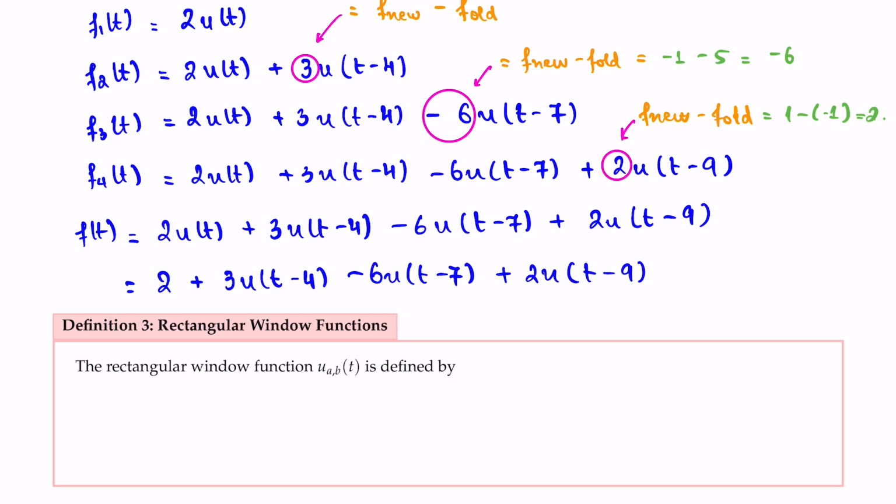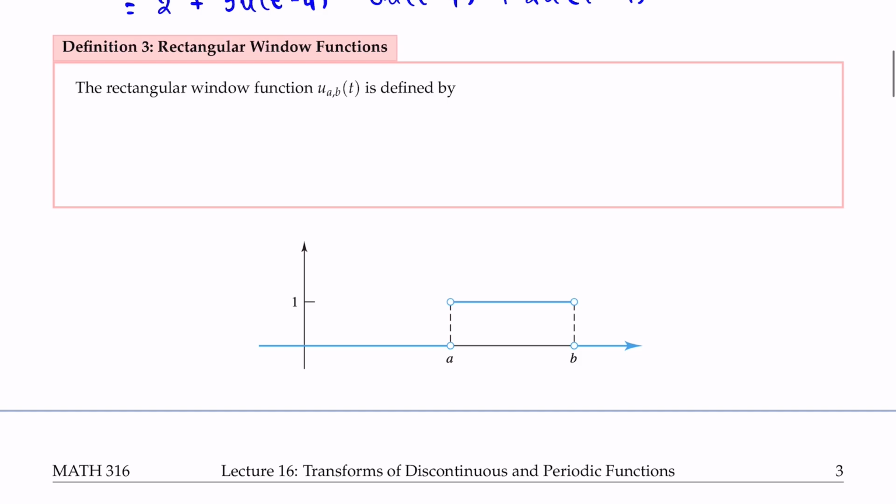Okay. Now, based on the unit step function and the shifted unit step functions, I'm going to introduce to you another type of function. It's called rectangular window functions. This is the graph of a window function here. It looks like a window, isn't it? In this rectangle, and therefore the name rectangular window functions.